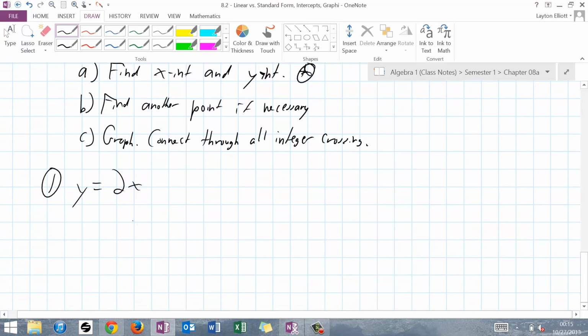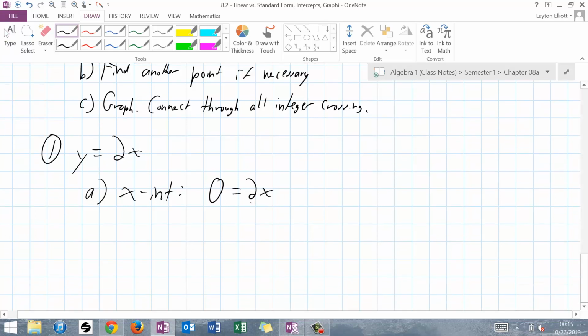So we want to do part A. Let's find the x-intercept first, which means that y is equal to 0. So I'm going to take this equation and write 0 is equal to 2x. Well, if 0 is equal to 2x, if I divide both sides by 2, I get 0 is equal to x. That means that when y equals 0, x is equal to 0. And that gives me an ordered pair of 0, 0.